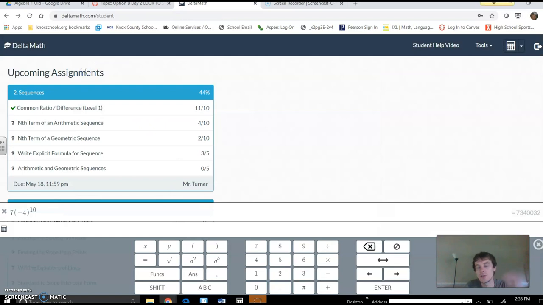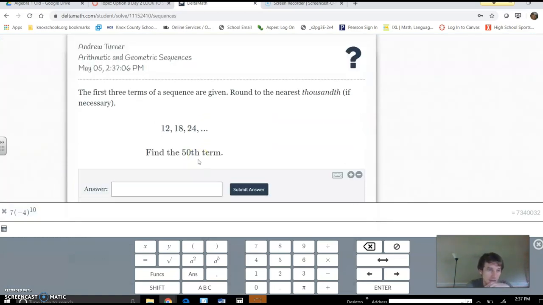So just reviewing those two formats that we had for arithmetic and geometric, and knowing those formulas and how they work. So let's go to this last section for sequences. It says the first 3 terms of the sequence are given. What would the 50th term be?